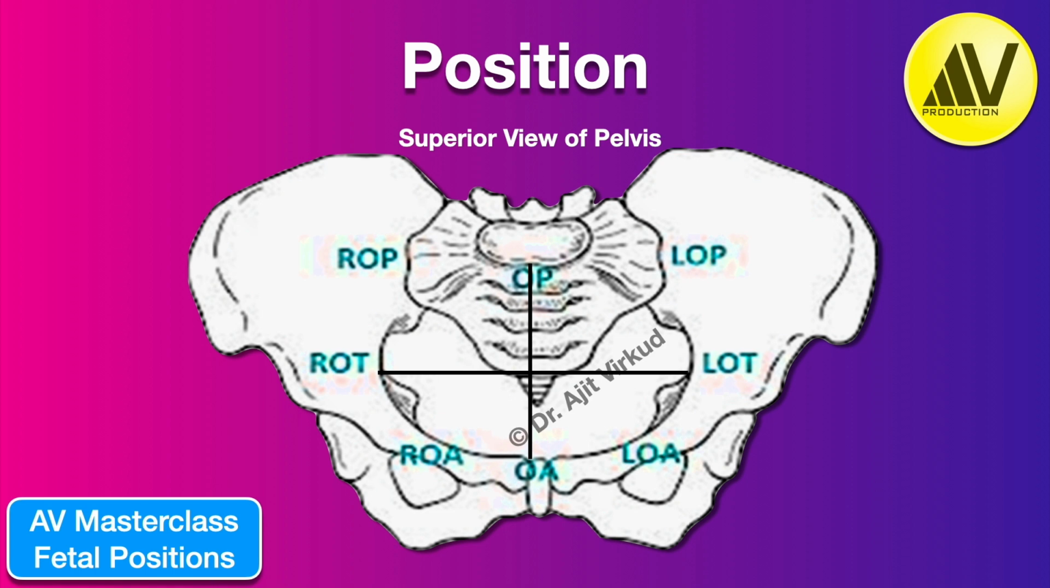The different positions in vertex presentation are left occipito-anterior or V1 position, right occipito-anterior or V2 position, right occipito-posterior or V3 position, and left occipito-posterior or V4 position. Of course, there can be left or right occipito-transverse position as well as direct occipito-anterior or direct occipito-posterior positions. Determination of the position is crucial to forceps application and traction. Fontanelles and sutures are used to determine the position of the fetal head.